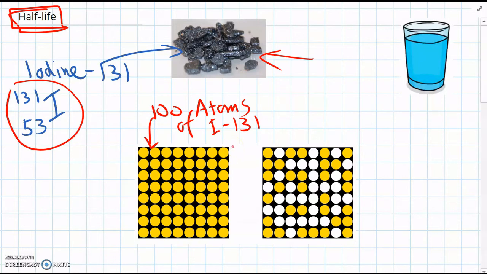And the amount of time that it takes is hard to measure because they're all taking a different amount of time. So the way we actually measure it for a whole element is we say, how long does it take for just half of those atoms to decay? And that's the half-life.